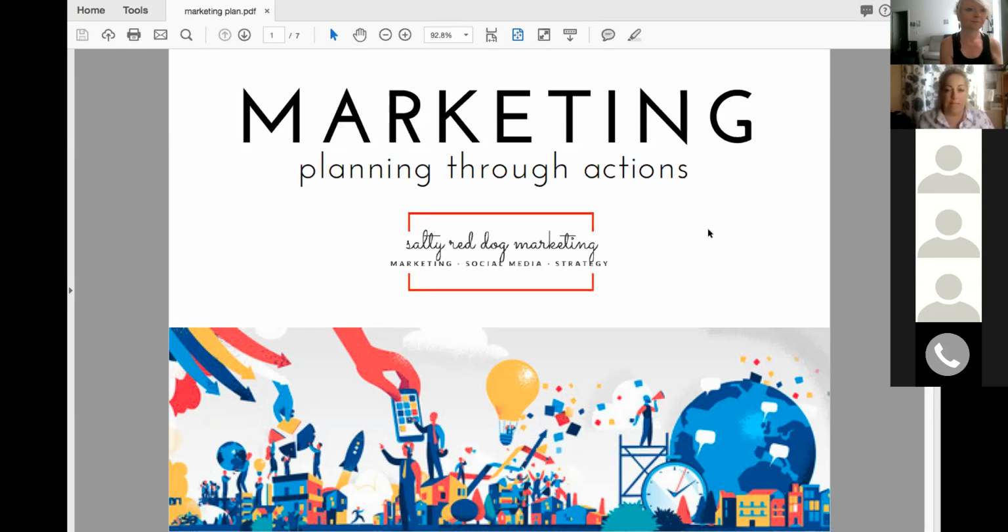Especially when we talk about social media, you can't just throw things out there and hope they stick to a wall. You really have to have some sort of plan. If you think about these big successful companies, sometimes they have a marketing plan which is hundreds and hundreds of pages. But it's so important.